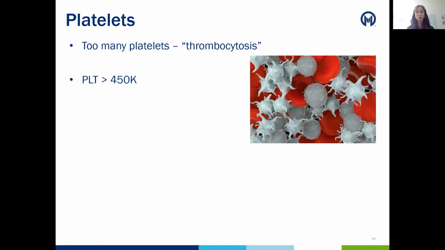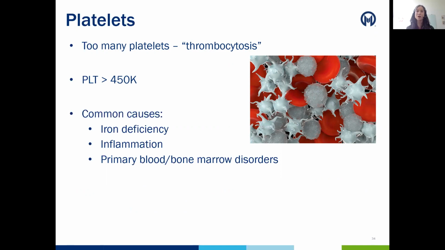Having too many platelets, or thrombocytosis, meaning a platelet count usually greater than 450,000 that's sustained. Common causes: actually, iron deficiency can cause a reactive increase in platelets as well as white blood cells. Also inflammation can cause a reactive increase in platelets and white blood cells. And also primary blood and bone marrow disorders or cancers. Most commonly we talk about essential thrombocythemia.